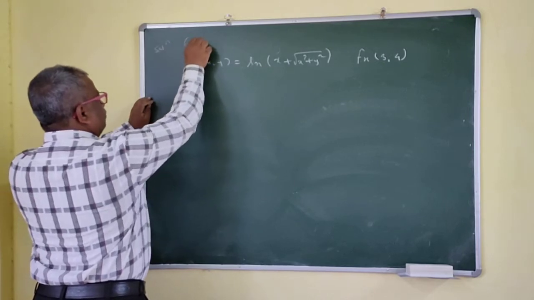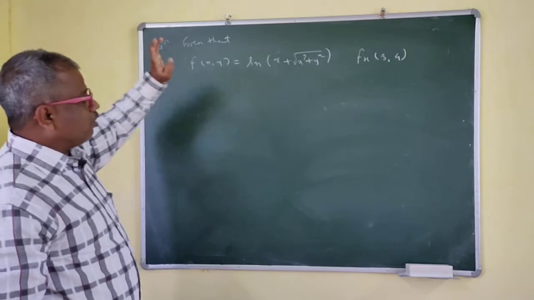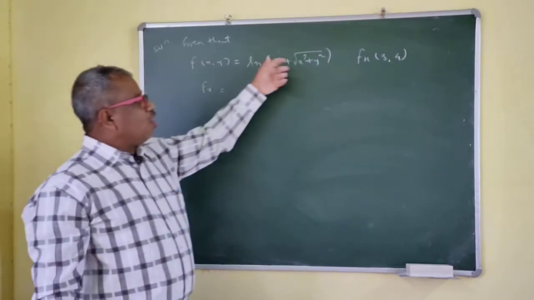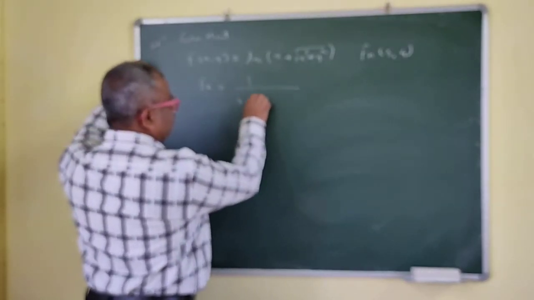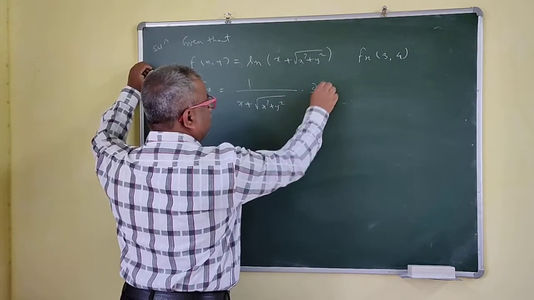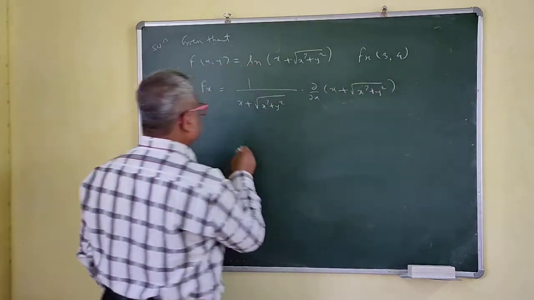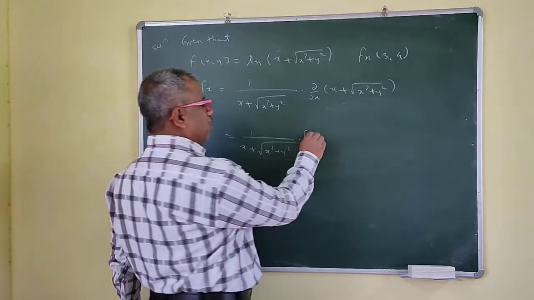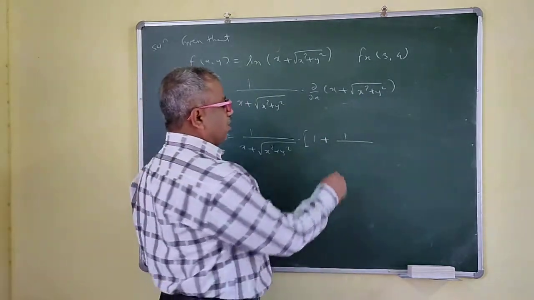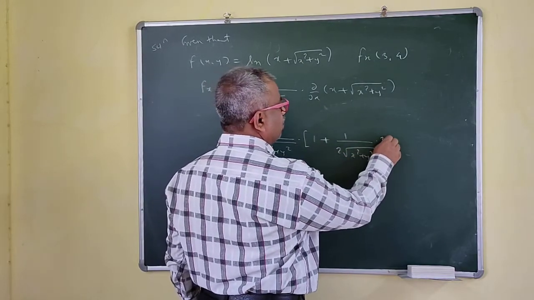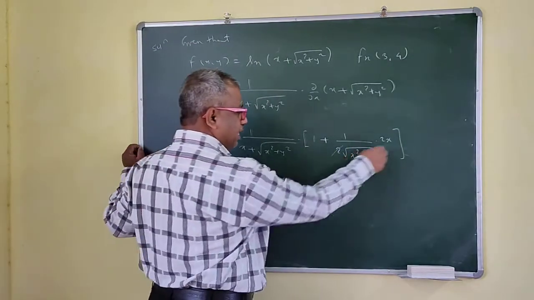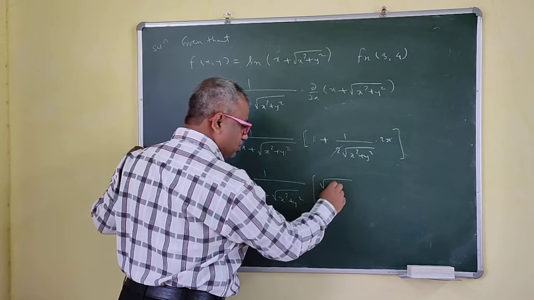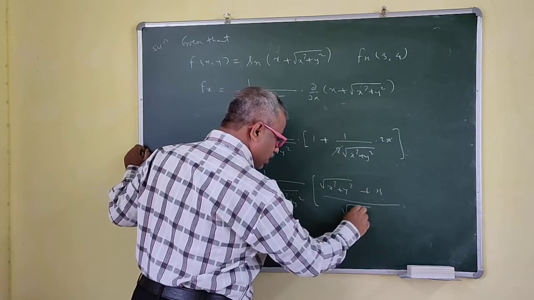Solution. Given that f of xy is equal to ln of this. Ln means log. We want only fx at 3, 4, so just find fx. This is log of something, and the derivative of log of something is 1 upon something into the partial derivative with respect to x of x plus root of x square plus y square. So this is 1 upon x plus root of x square plus y square into the derivative: the derivative of x is 1, plus 1 upon root of x square plus y square into twice x. These two twos get cancelled. So this is 1 upon x plus root of x square plus y square into root of x square plus y square plus x upon root of x square plus y square.